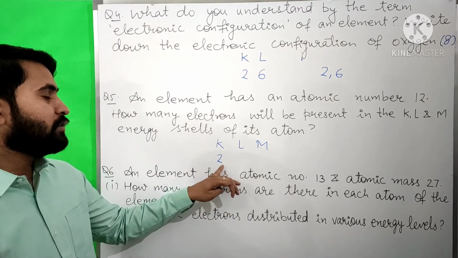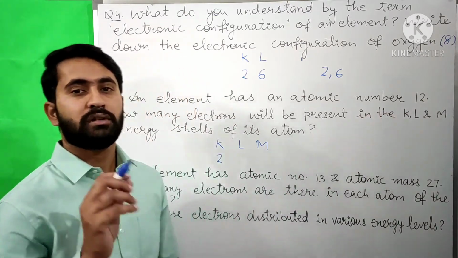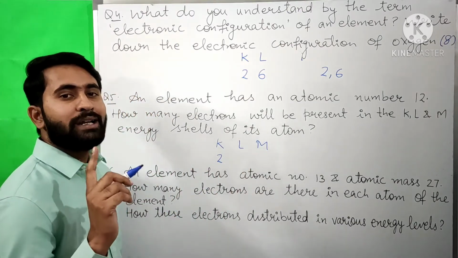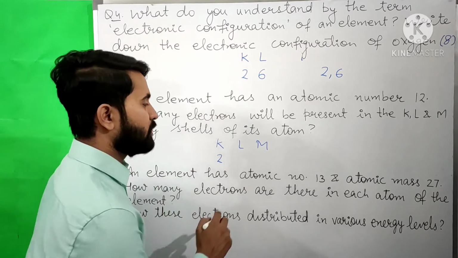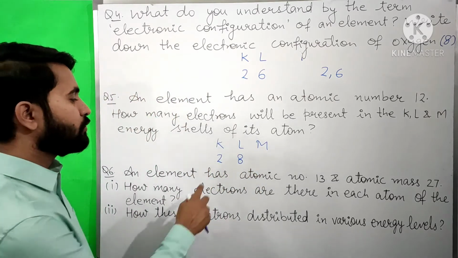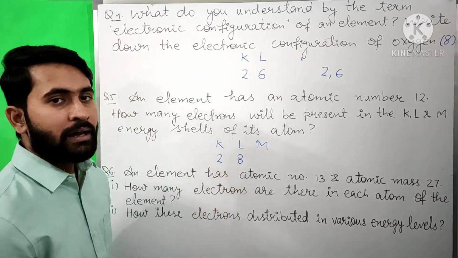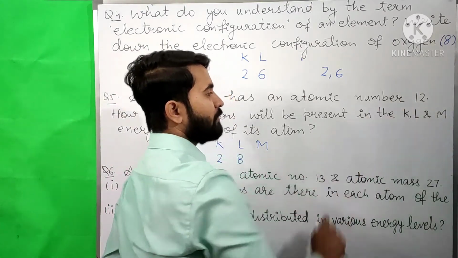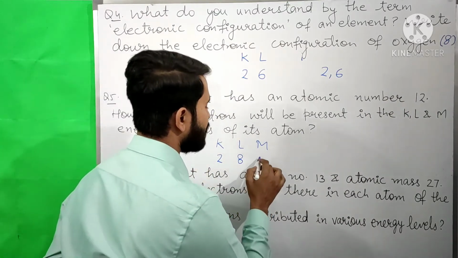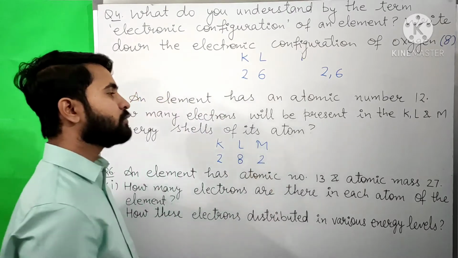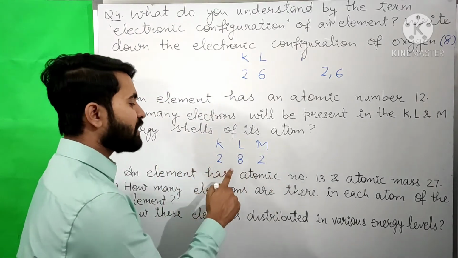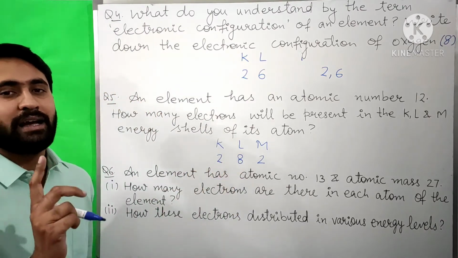Now we will subtract 2 from 12, so remaining electrons are 10. Now in the L shell only 8 electrons can be accommodated, so 8 electrons will come in L shell. Now 2 plus 8, 10, and if you subtract 10 from 12, then 2 electrons are remaining. That 2 electrons will come in M shell. So in the K shell there are 2 electrons, in L shell 8 electrons, and in the M shell there are also 2 electrons.